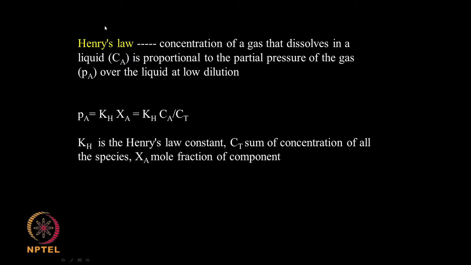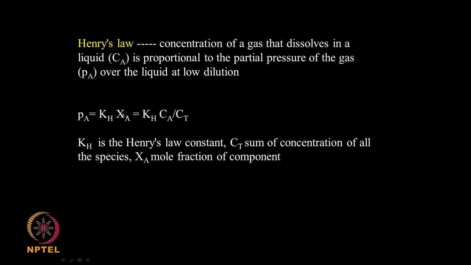So, the most important law here is Henry's law, which you must have studied a long time back. The concentration of a gas that dissolves in a liquid is proportional to the partial pressure of the gas over the liquid, at low dilution of course. So, we have a relationship which connects the partial pressure of that gas above the liquid and the concentration of the gas in the liquid, and that is given by Henry's law. So, Pa is the partial pressure, K is the Henry's law constant, and Xa is the mole fraction of that particular component, given by Ca by Ct. Ca is the concentration of the gas in the liquid and Ct is the sum of concentrations of all the species. You may have many species, which is why Ca by Ct is called the mole fraction. This is valid only in dilute conditions, and K is called the Henry's law constant.